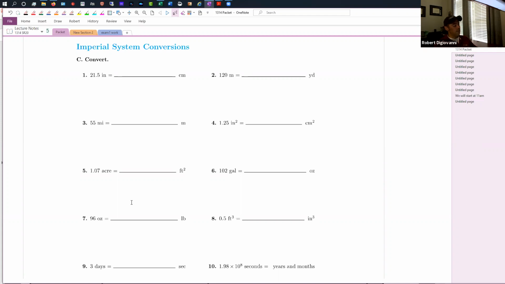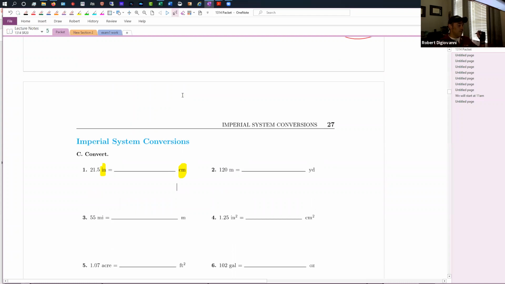So let's take a look at this first problem here. We have 21.5 inches, okay? So I think we all know about how long 21.5 inches is. The question is, how many centimeters is that? All right, so here's where things are going to change drastically because we can no longer use the chart above and just move decimal points over. We can't do that because inches is imperial and centimeters is metric. And so you can't use the chart.